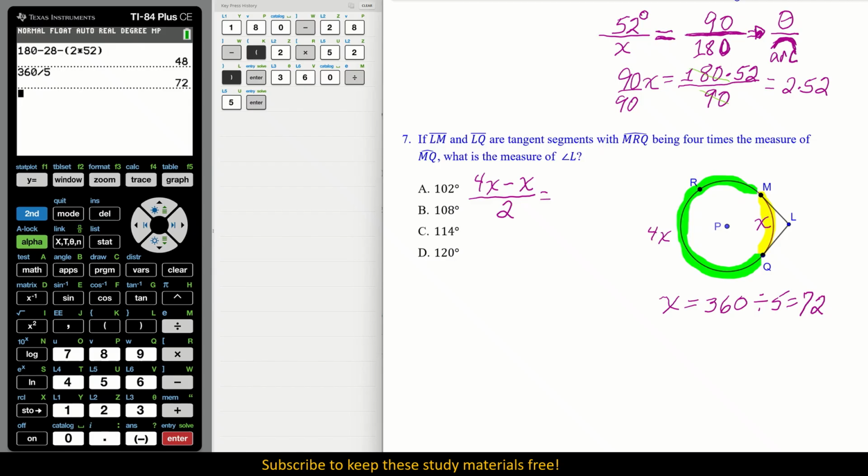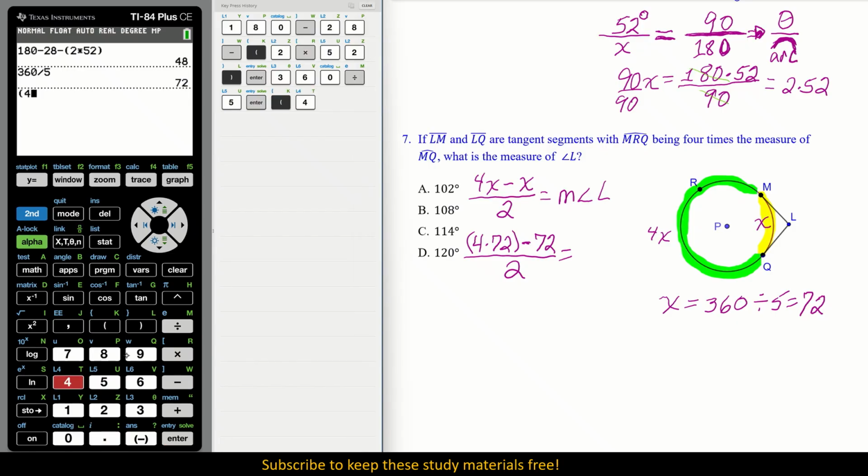And this equals the measure, actually, the proper way to write that would be here. That equals the measure of angle L. All right, so we know what to do. So what are we going to put in our calculator? We will put 4 times 72 in parentheses, minus 72, all over 2. And that should give us what we need. All right, let's do that.